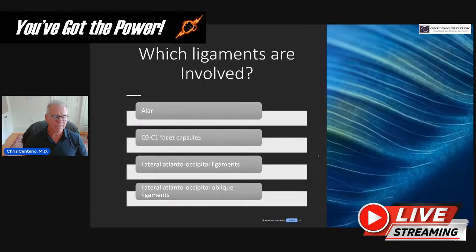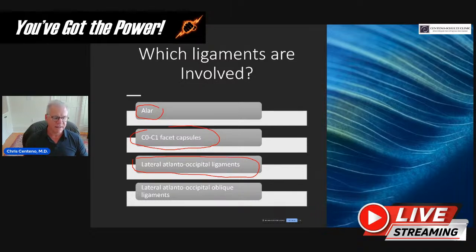Which ligaments are involved? We talked a little bit about the alar ligaments indirectly, and the facet capsules. Also involved are these atlanto-occipital ligaments, which I sort of drew in there. There are also ligaments up front that I've talked about before, the lateral atlanto-occipital oblique ligaments, or LAOL ligaments, and those are only accessible by coming from the front.